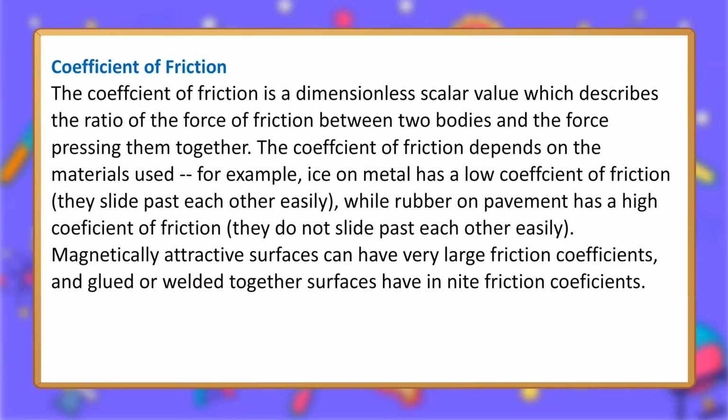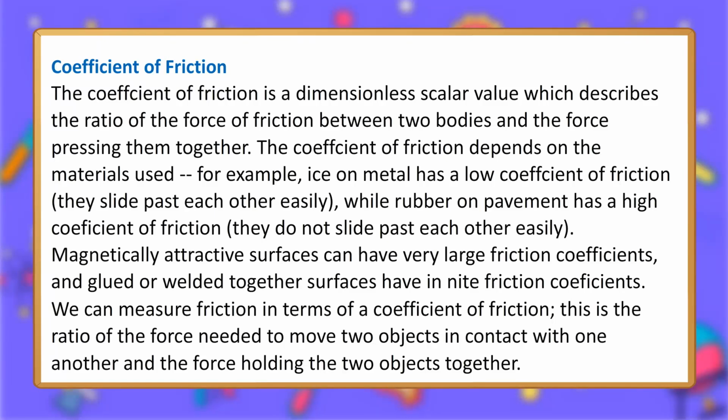Coefficient of friction. The coefficient of friction is a dimensionless scalar value which describes the ratio of the force of friction between two bodies and the force pressing them together. The coefficient of friction depends on the materials used. For example, ice on metal has a low coefficient of friction. They slide past each other easily, while rubber on pavement has a high coefficient of friction. They do not slide past each other easily. Magnetically attractive surfaces can have very large friction coefficients, and glued or welded together surfaces have infinite friction coefficients.